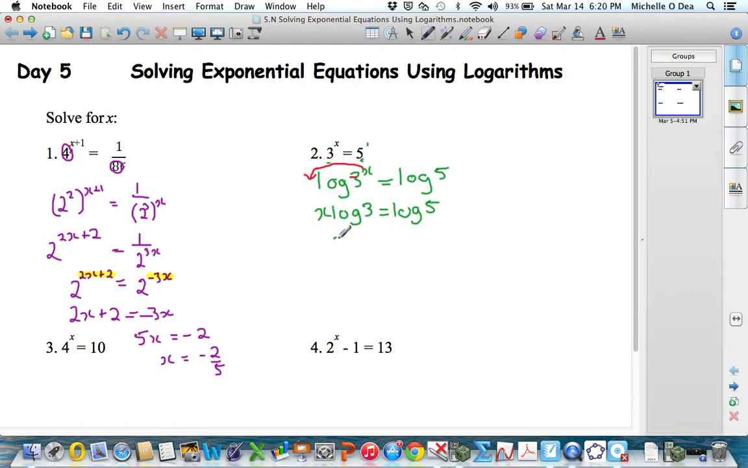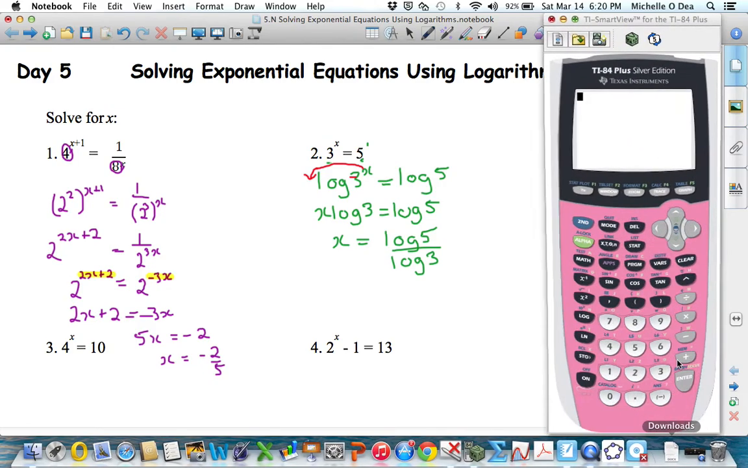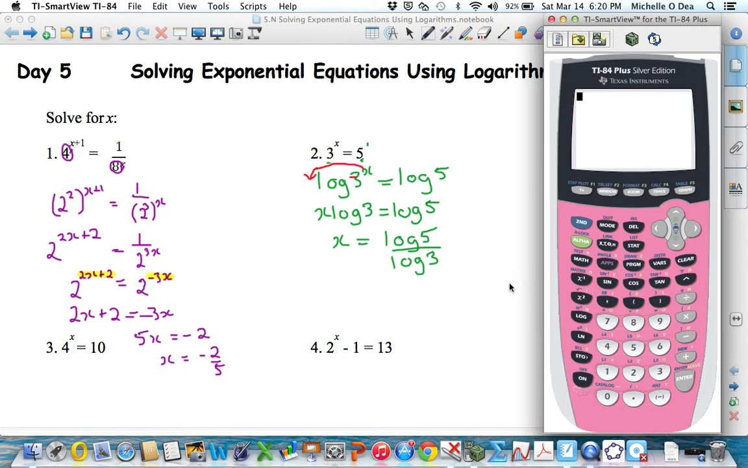So I want x by itself. So I'm going to divide both sides by log 3. Log 3 over log 3 is just 1, just like any time we have something divided by itself. So I'll get on the right-hand side, log 5 divided by log 3. Now, if you want, you could leave it. That's the exact answer. However, what we can do is we can then use our calculator to get this answer.